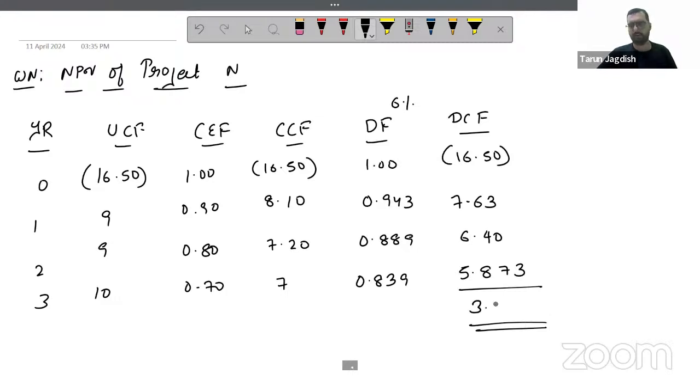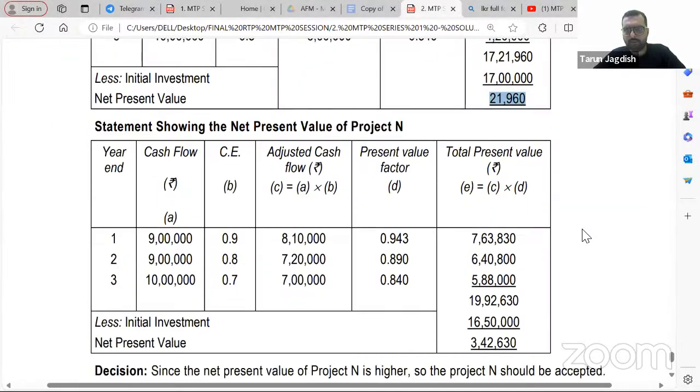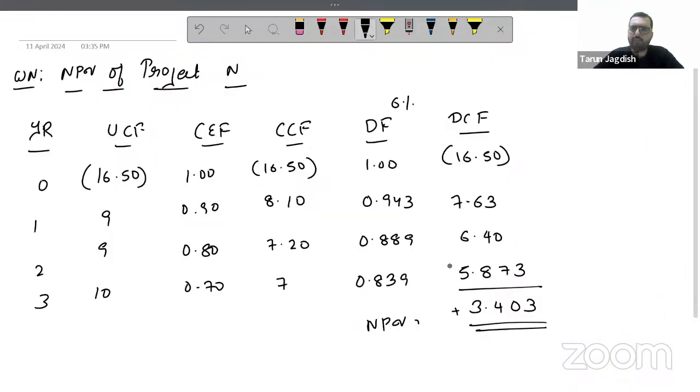Do you get the answer as 3.403 over here as a plus? So tell me which is the better one, friends. Project N is better or M is better? M is better. Let's cross check. 3,42,000. N is higher, so N should be accepted. So we have got the answer for this one.